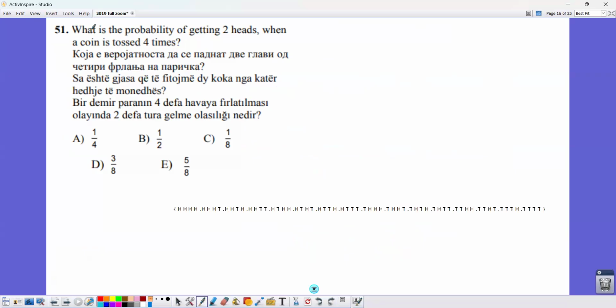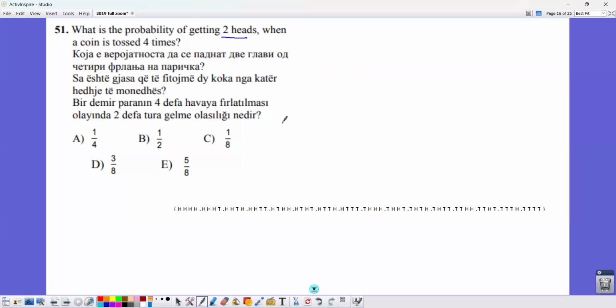What does it say here? What is the probability of getting 2 heads when a coin is tossed 4 times? If you remember the previous lesson, we had a very similar question. It said a coin is tossed 5 times, and we were looking for at least 1 tail. When it says at least 1 tail, it means 1 tail, 2 tails, 3 tails, 4 tails. But here it says exactly 2 heads. So for this, I need to write all the possible cases.